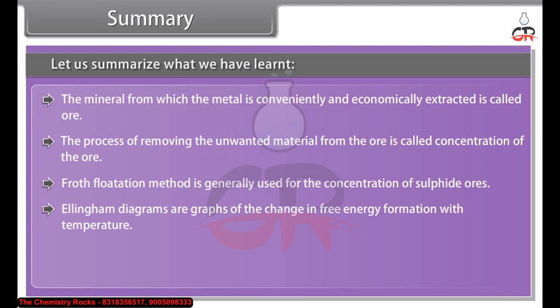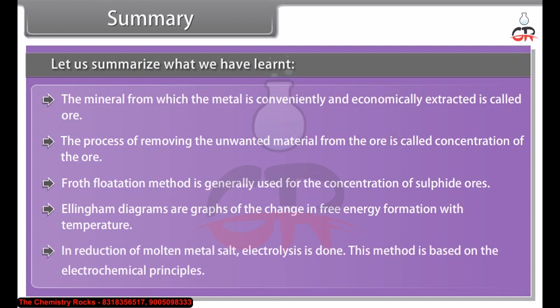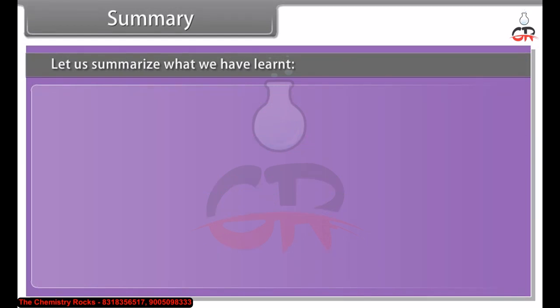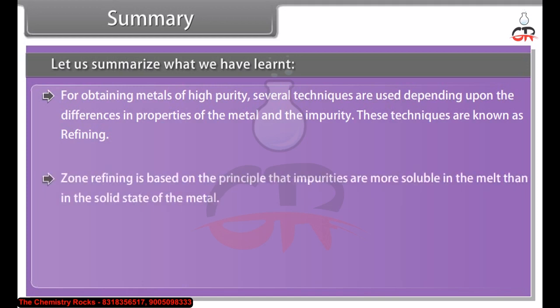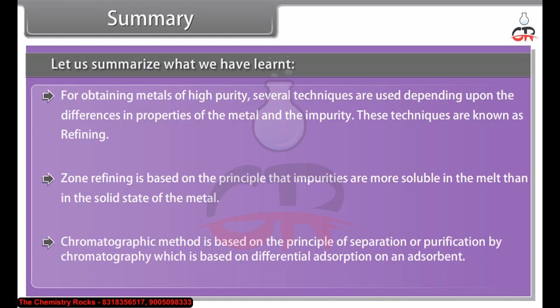In reduction of molten metal salt, electrolysis is done. This method is based on electrochemical principles. For obtaining metals of high purity, several techniques are used depending upon the differences in properties of the metal and the impurity. These techniques are known as refining. Zone refining is based on the principle that impurities are more soluble in the melt than in the solid state of the metal. Chromatographic method is based on the principle of separation or purification by chromatography, which is based on differential adsorption on an adsorbent.